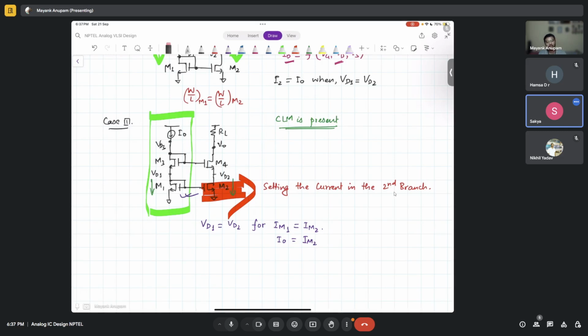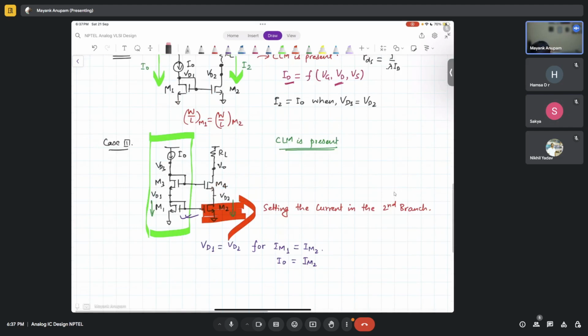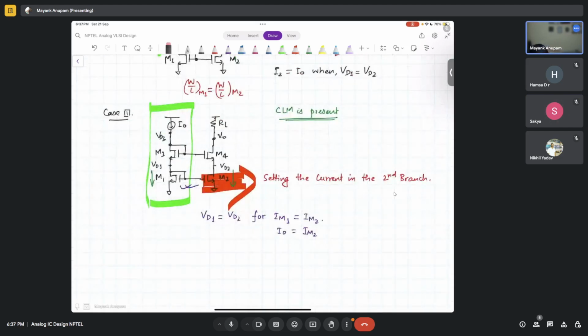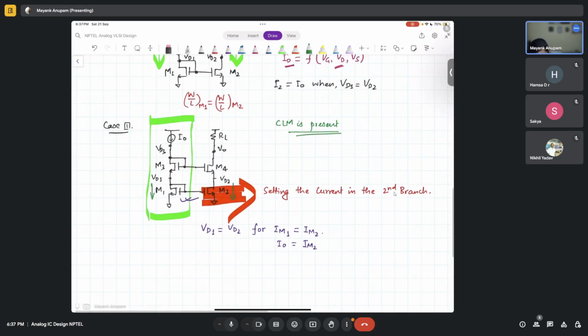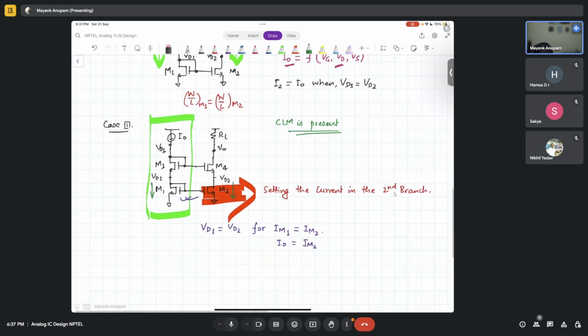Yes. So, as I already talked about, if channel modulation is present here, then the current is a function of what? When will these two currents be the same in that case? The current through M1 and M2, when will these two currents be the same if there is channel modulation?